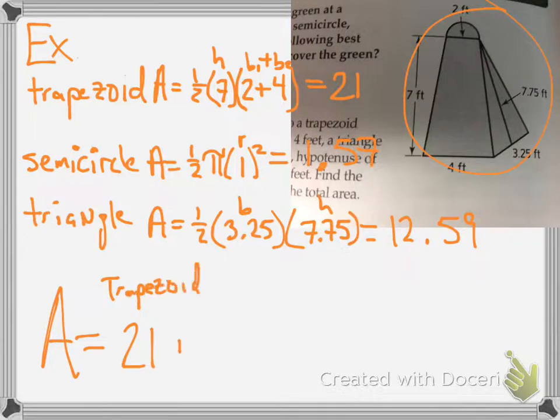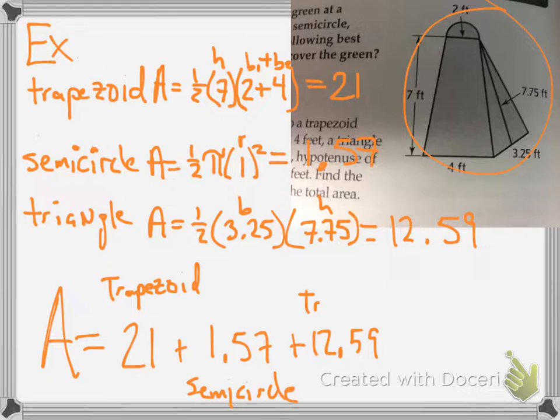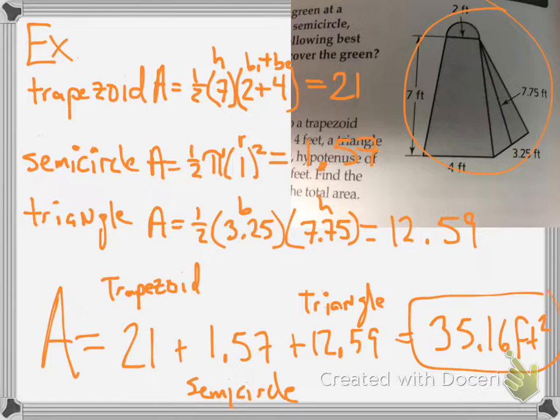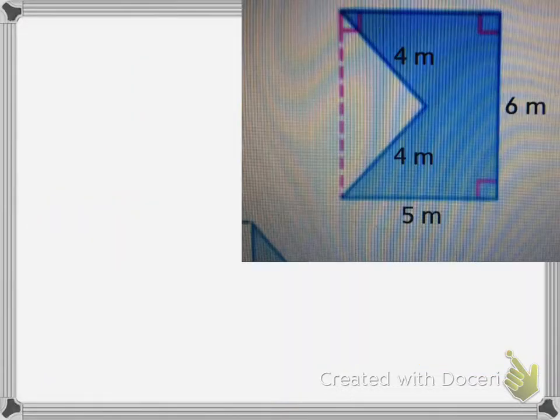So you see here, I found the three areas. Now I'm going to add them all up, and that would be my final answer. That would be the area of the whole figure. I'm getting there. Don't worry. And there we go. So the area would be 35.16 feet squared, or 35.2 if you just round it to the nearest tenth. What about if it's something different like this?